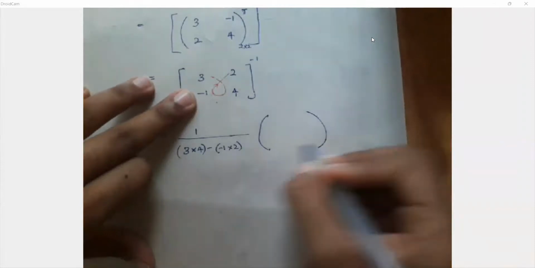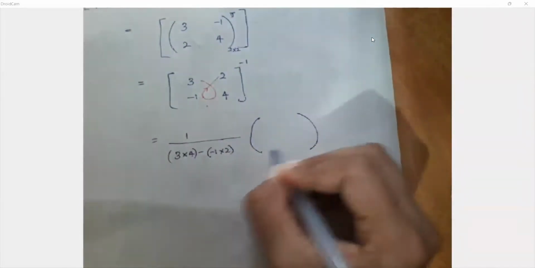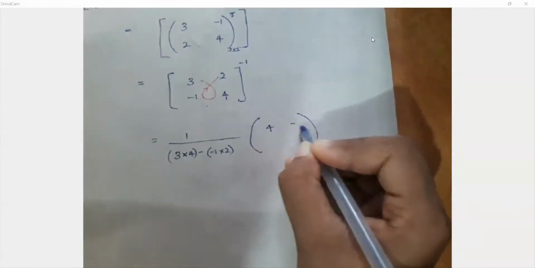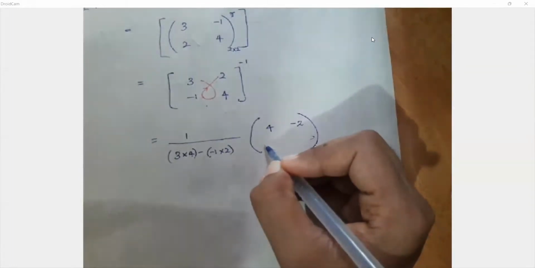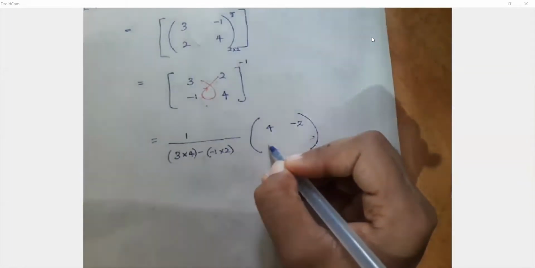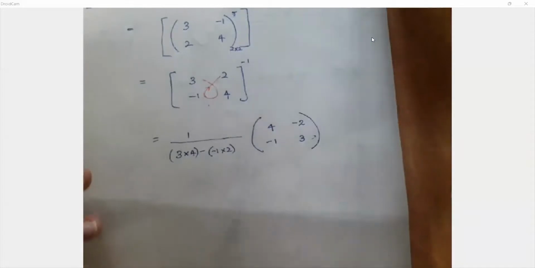2 rows. Tell me the first 2 rows. 4 minus 2. Minus 1, 3. Very good. 4 minus 2 minus 1, 3.